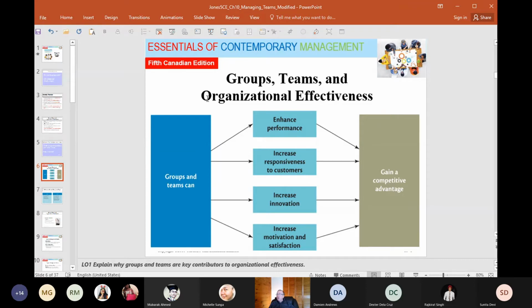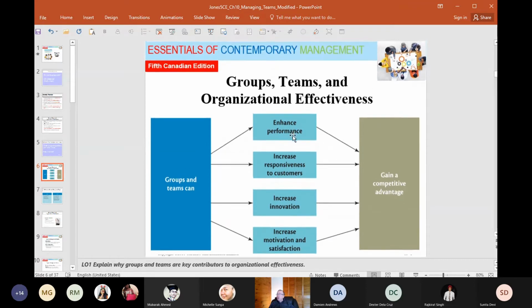According to that view, then teamwork will help to accomplish that goal, right? The goal again being to gain a competitive advantage. So teamwork will do that because it enhances the performance of the whole organization. It can increase the responsiveness to customers. In other words, we can be more efficient in satisfying customer needs.